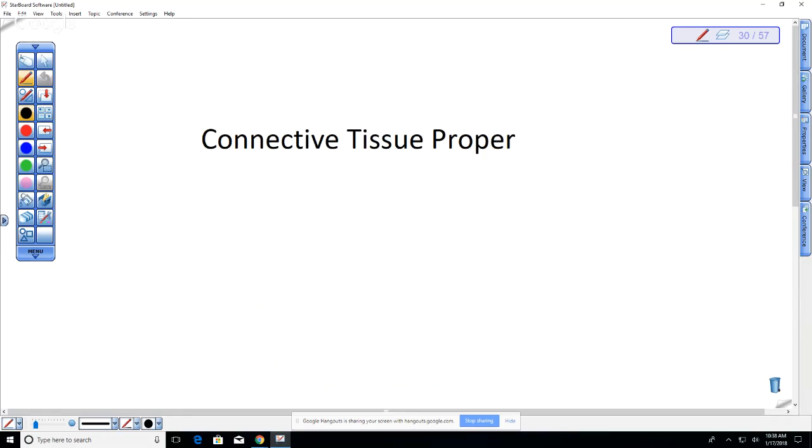So when we look at connective tissue proper, we have loose versus dense. What these refer to is the number of fibers. If it's loose, that means the fibers are loosely found in the matrix. If it's dense, that means there are lots of fibers in it. Okay. So the loose connective tissue includes areolar connective tissue.